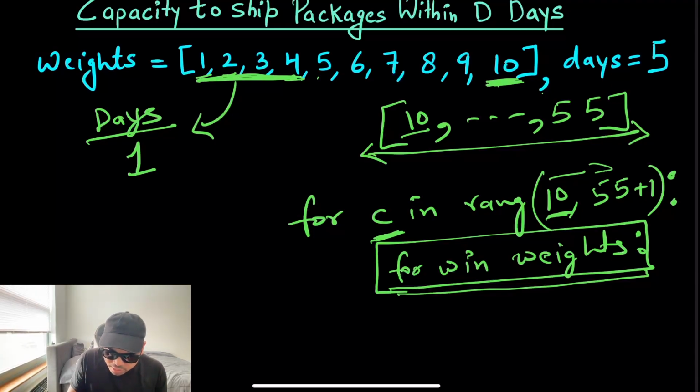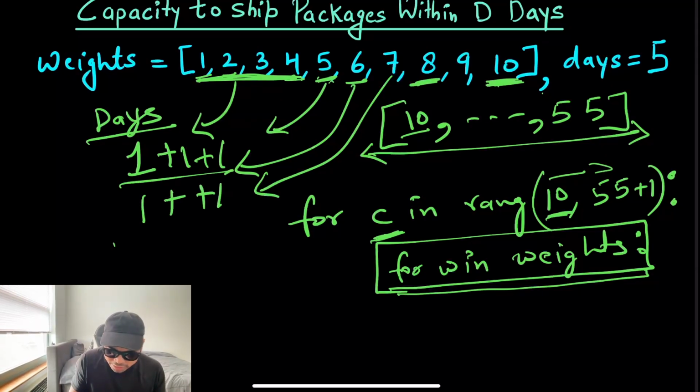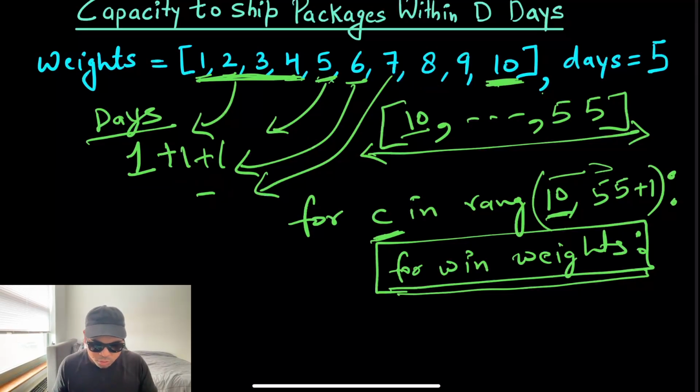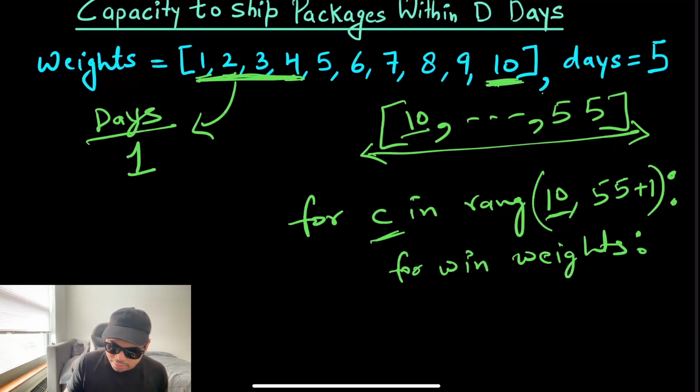So 5 and 6, 5 has to go another day because 5 plus 6 are greater than 10, so I can't process both of them together, but I'll process 5. So plus 1, then 6, plus 1, then 7, plus 1, and then 8 another day, plus 1, and this is already 5 days, and I still have 3 more packages that I need to ship. So that means 10 could not be the minimum capacity that I can choose for shipping all my packages within 5 days.